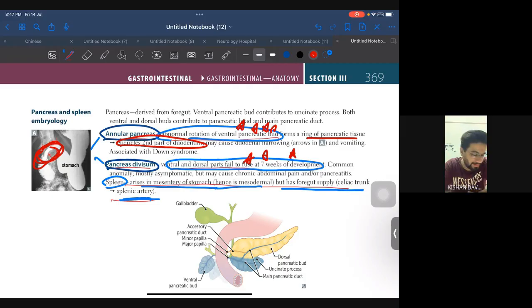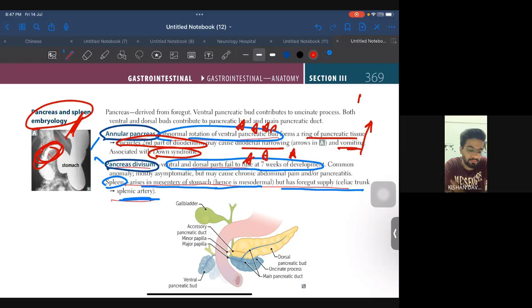So this is what the X-ray is. They won't be asking you about this, but the radiological images are not asked in pancreas and spleen embryology at this level. So just focus on the information. Abnormal rotation of the ventral pancreatic bud, pancreatic tissue encircles the second part of the duodenum, may cause duodenal narrowing and vomiting, associated with Down syndrome.